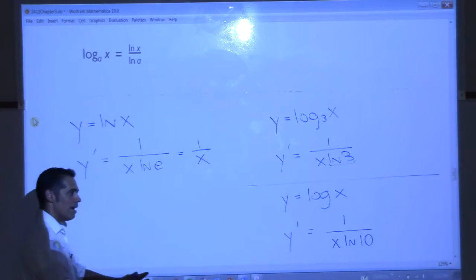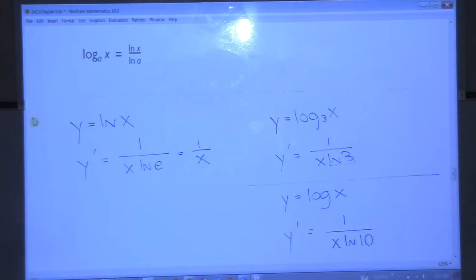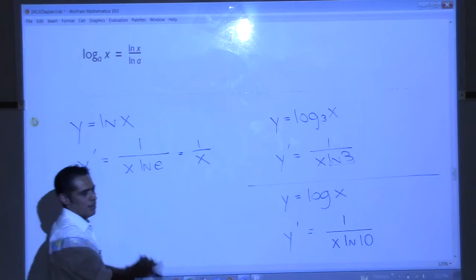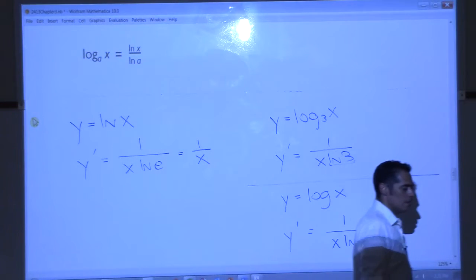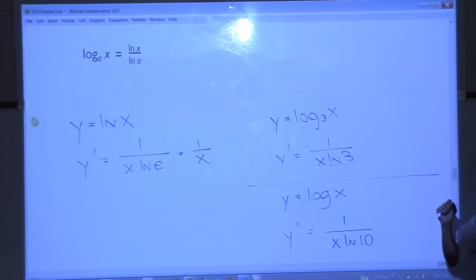You want to get to the point now where derivative of e to the x is e to the x. We all say it at the same time. Derivative of natural log of x is 1 over x. Okay? Those are the big ones for today. Derivative of e to the x and natural log.